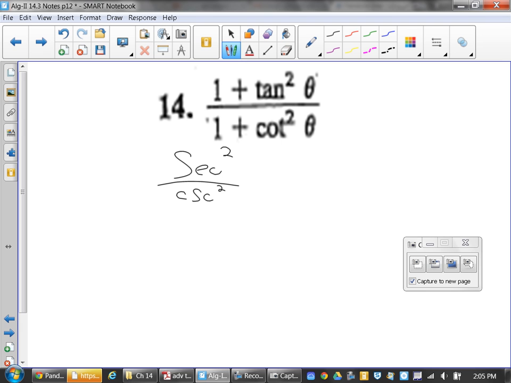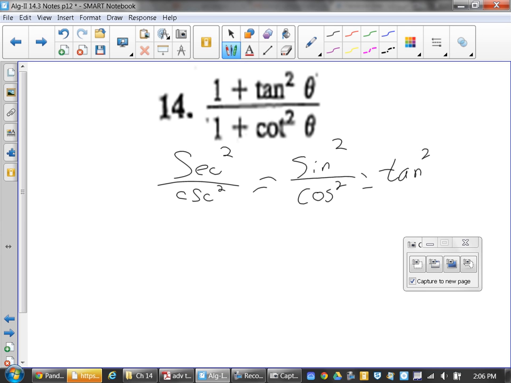Now, here's what I want to do. Notice, secant squared and cosecant squared are both inverse functions. Do you agree? So secant squared is 1 over cosine squared. 1 over cosecant squared is sine squared. So I wind up with sine squared over cosine squared, otherwise known as? I was right the first time. Trust yourself.